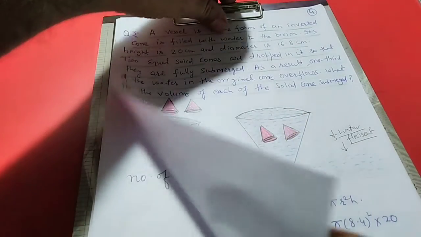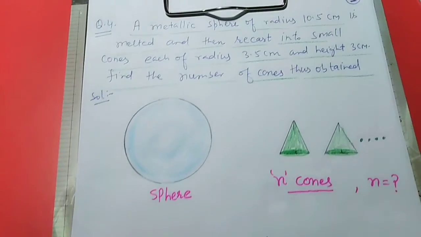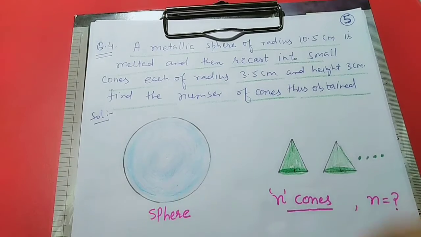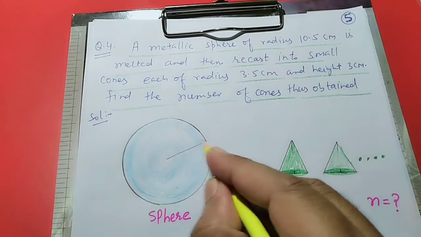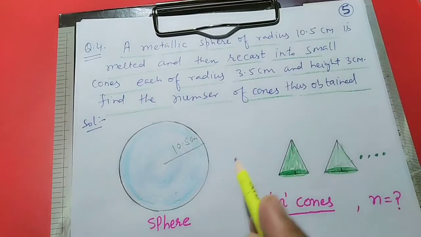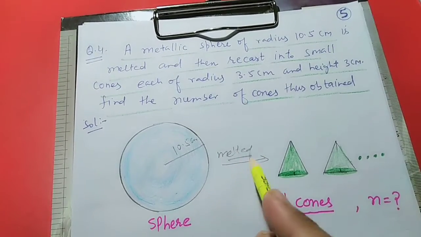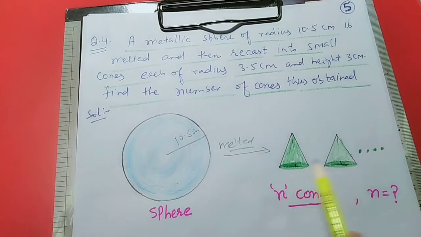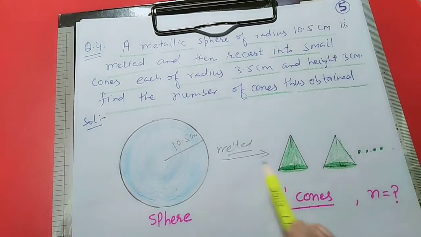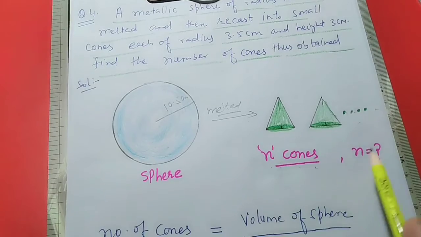So now coming to the last question. In this question, it is given that a metallic sphere of radius 10.5, this is the sphere, and its radius is given, I can write, that is 10.5 centimeter, is melted. It is melted and recast into smaller cones. So we don't know how many cones there are. So I suppose n number of cones. So we have to find how many cones.